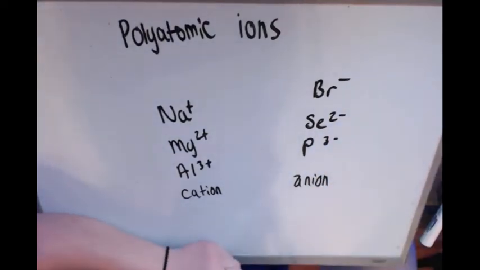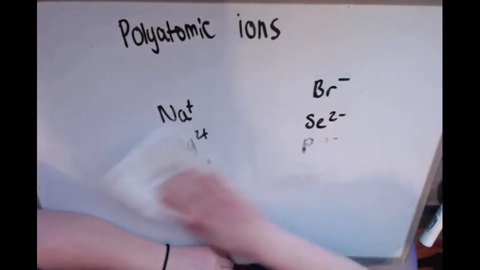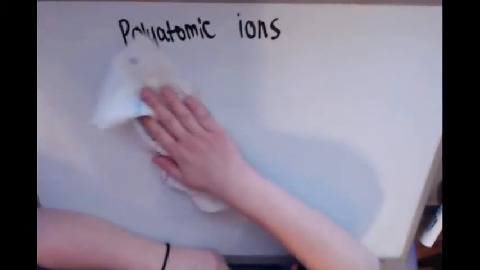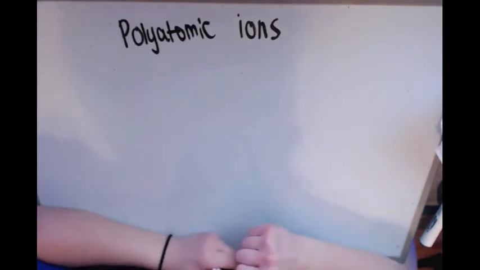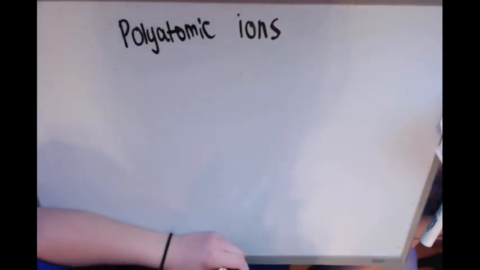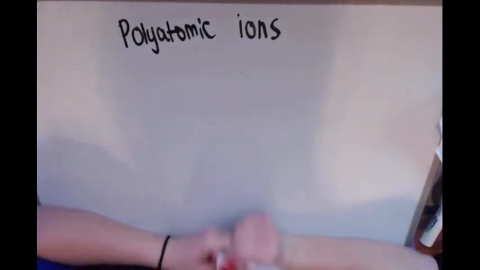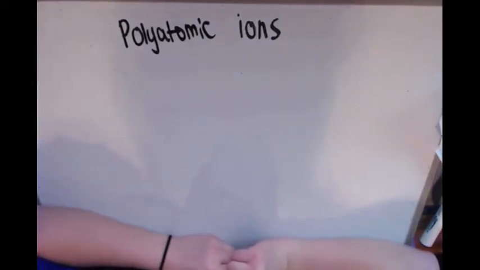Alright, so now that we've discussed that, we can go to polyatomic ions. Poly means many, right? So there are certain polyatomic ions you have to memorize. There's no real shortcut to it. You just have to commit it to memory. The best thing I found to do was to make flashcards.